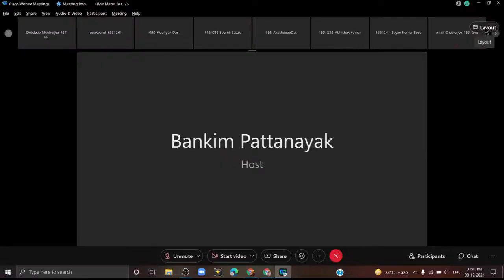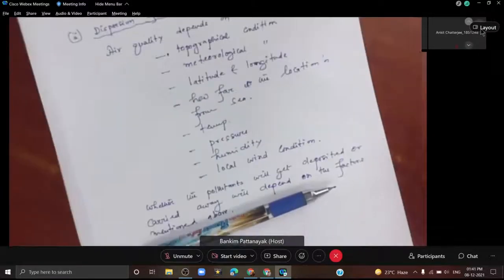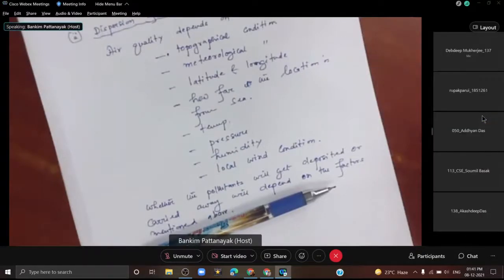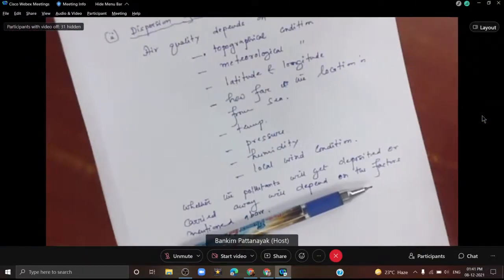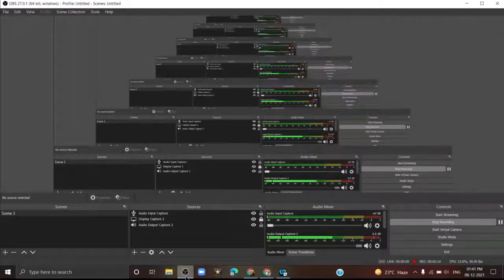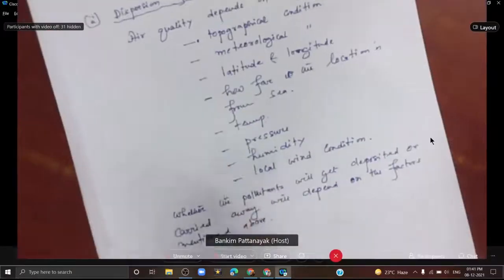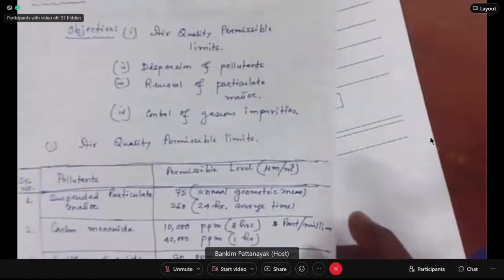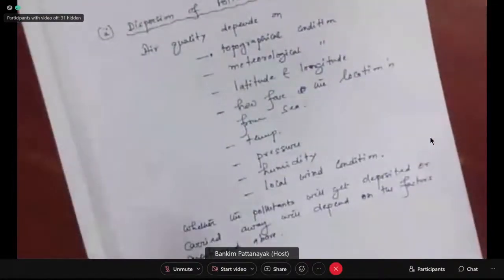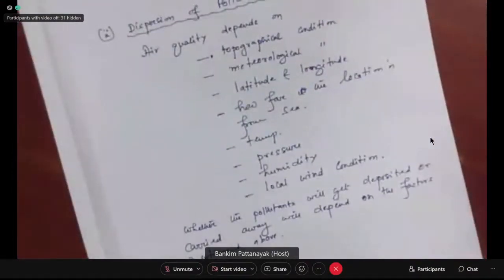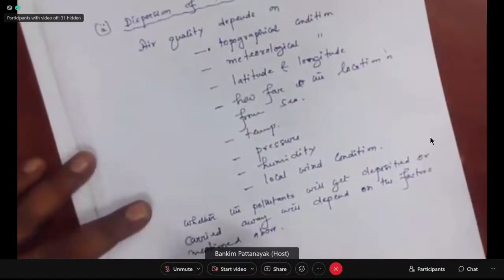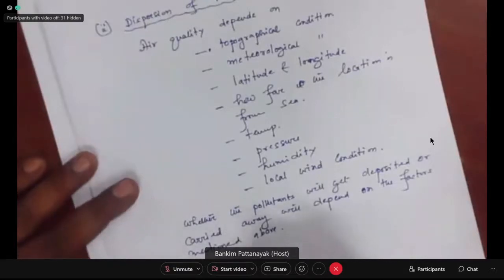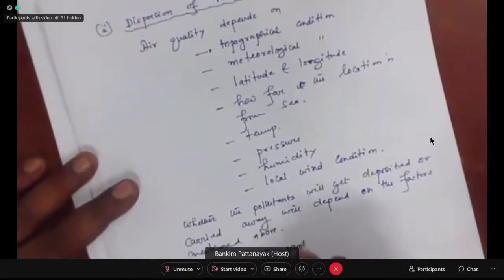Dispersion of pollutants. Now we shall not go into the details of the air movement and all the geographical factors. We shall simply go with this and now discuss what is called removal of particulate matter. Number 3, removal of particulate matter.